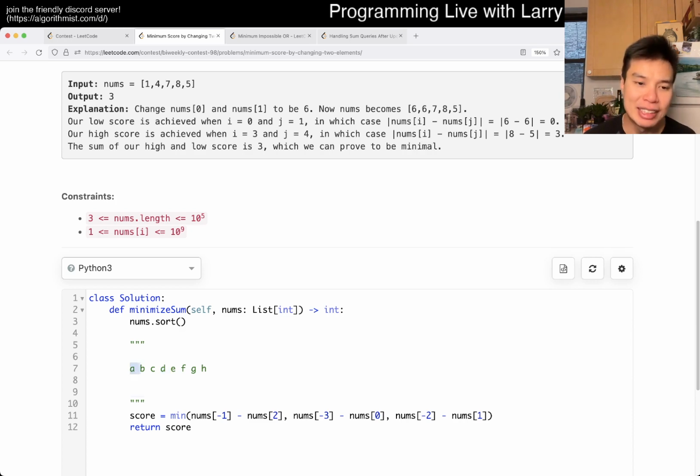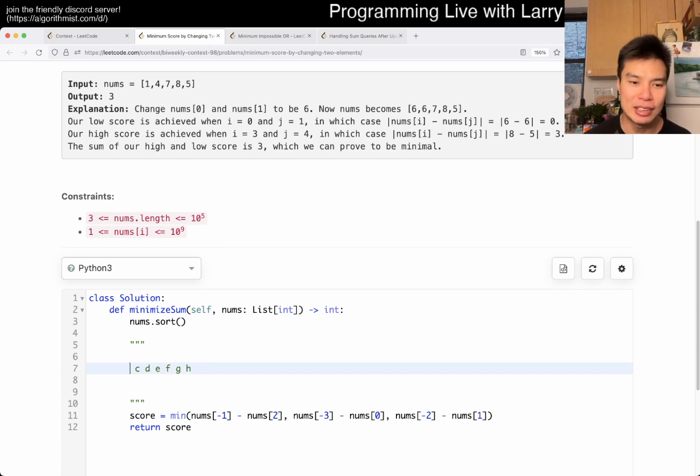If we change these 2 numbers to one of these other numbers, you can effectively change it to C, or H, or D, it doesn't really matter. The idea is that now the low number is going to be 0, and the range is just H minus C. That's one possible solution, and that's actually reflected in this one. Basically, it's the max number minus the third number, because now that's the range.